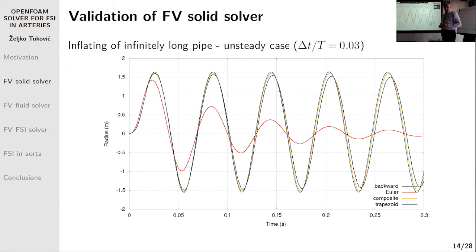So here you can see comparison between different temporal discretization schemes. The same test case is used, loaded from inside by a linear step function, impulse function. So you can see here Euler scheme, which is very diffusive. You can see trapezoidal scheme, which is most accurate, and composite scheme is between trapezoidal and backward. And I would say from this that backward is satisfactory.